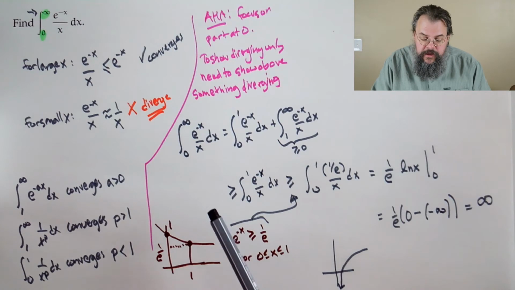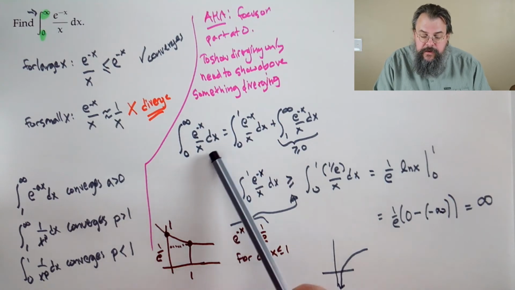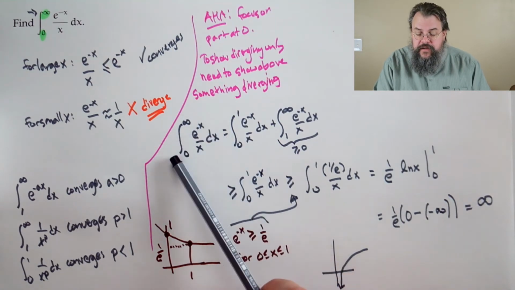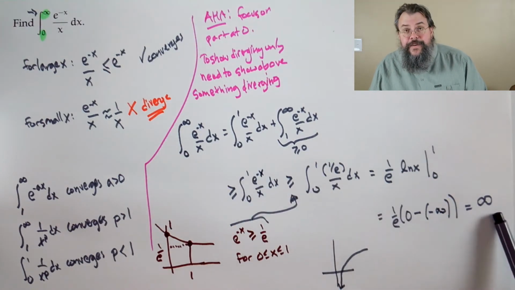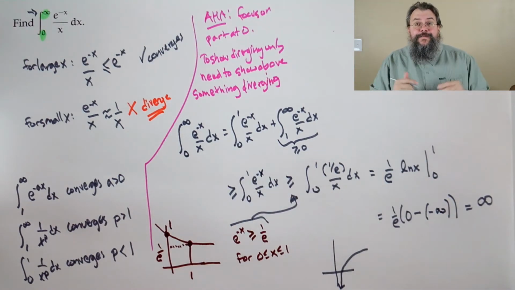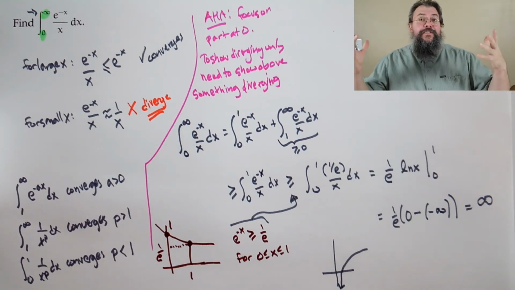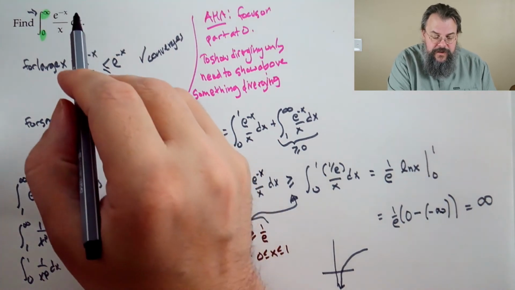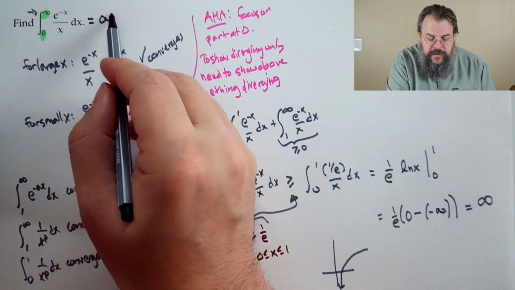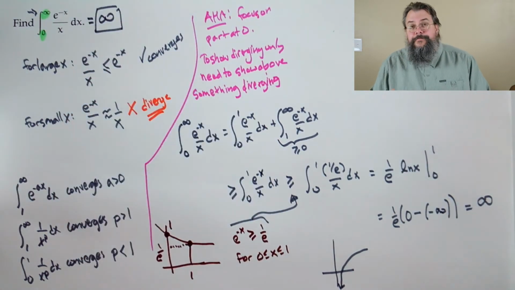Now just follow the inequalities. The integral that we started with, 0 to infinity of e to the minus x over x dx, is bigger than or equal to infinity. There's not a lot of space left. As soon as you're at least as big as infinity, you're infinite. So we're done. It's infinity.